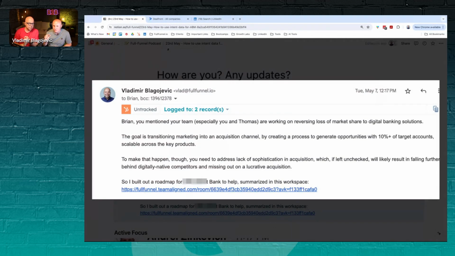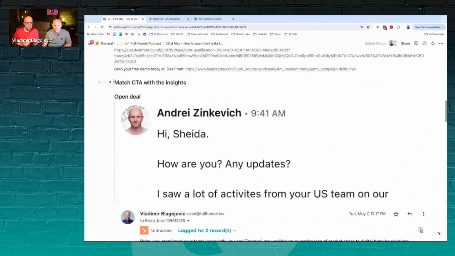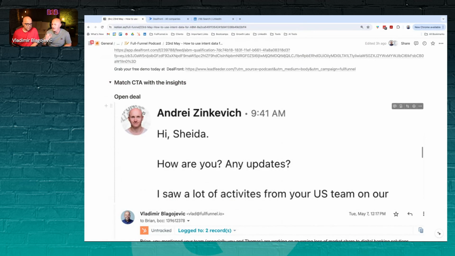And what is really important here, if we come back to our point, is that we wanted to focus only on two layers: account list building and matching the call to action with the collected insights. Again, I would love to emphasize the most important thing: ABM lists are not static. They are dynamic.